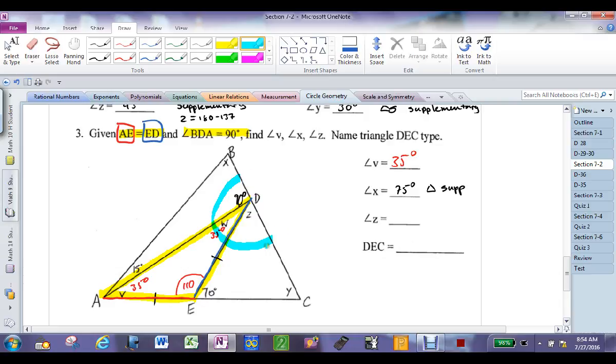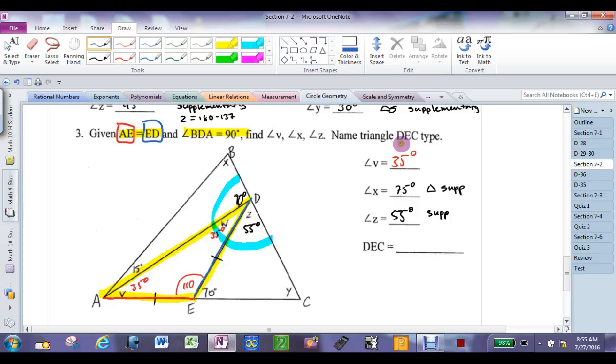What does that blue arc have to be? 180. There's 90 of it. There's 35 of it, which is 125, right? So what does that leave for Z? 55. So Z has to be 55. Why? Because of supplementary, because angles are on a line, correct? So now I know Z is 55, don't I? Right? So that's information, so I'm going to write it on there.